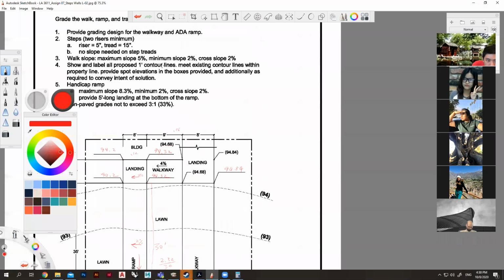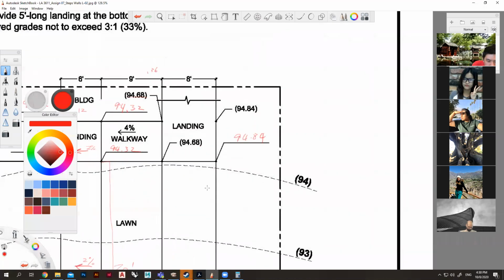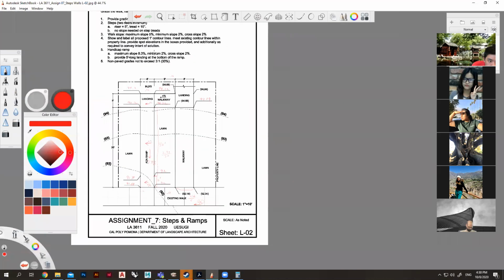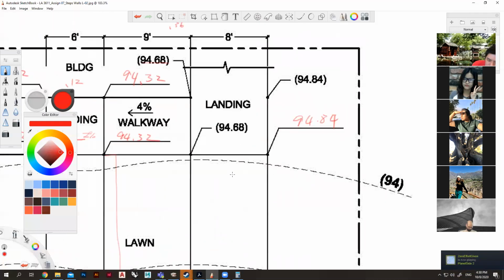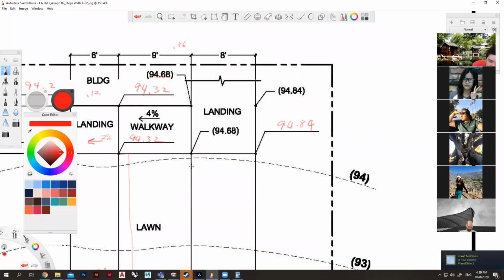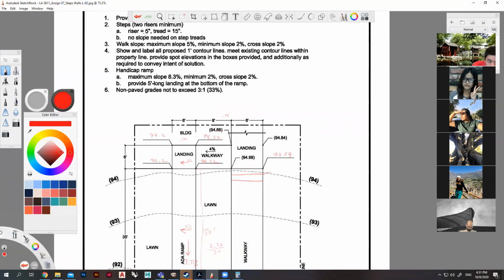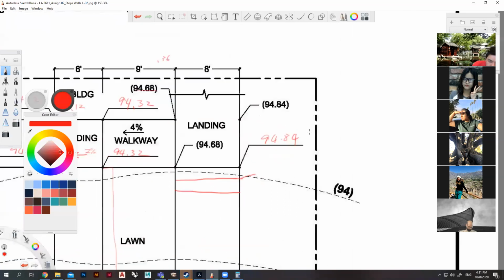And over here, we need 2 risers minimum. So 1 riser is 15 inches. So that's 1.25 feet. Just draw that. We need 2 risers. And let's label these. The riser is 5 inches. So we need to figure out how much is that in feet. So 5 inches over 12, that gives us 0.42.